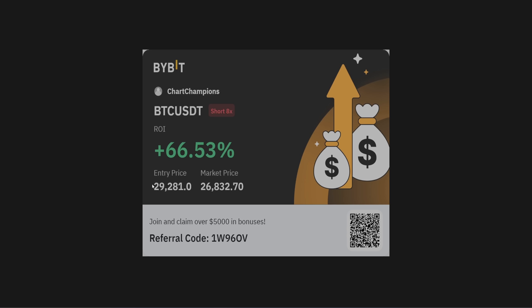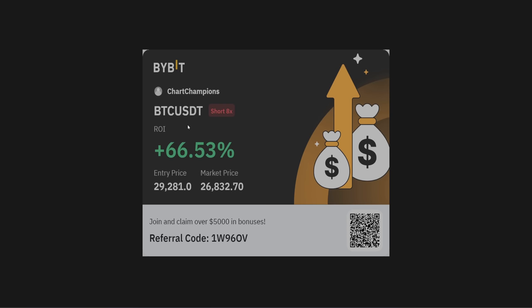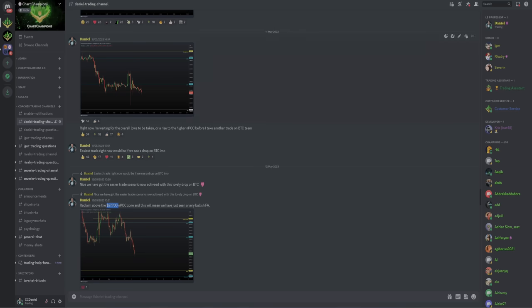And so my entry was actually around 29,200 for the short here. This is remaining patient, waiting to have seen the rejection of that critical resistance zone. We've then come above it, come back down below, visible rejection, okay, market structure change, high probabilities that we're going to see now a large decrease in price. Thus, I got to trade the charts and take the short, and take the short I did. I was then updating my team: easiest trade right now would be if we see a drop on Bitcoin, okay?